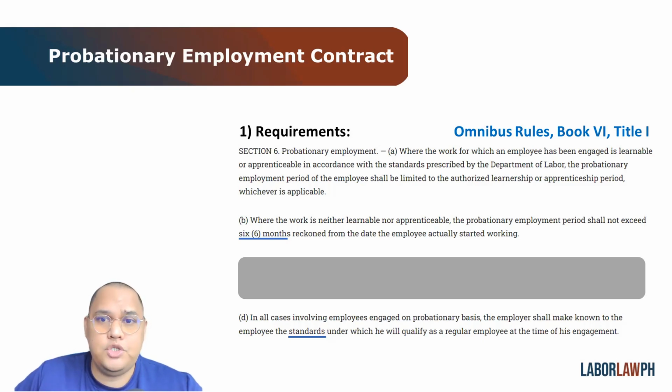When the Labor Code was issued, because it is a very long law, it has various books. I think it's from book 1 to book 6, and each book has several titles. Each book has its own implementing rules. In total, the implementing rules of the Labor Code are called the omnibus rules. Under the omnibus rules, it reiterates the 6 months and the standards required to be made known to the employee.